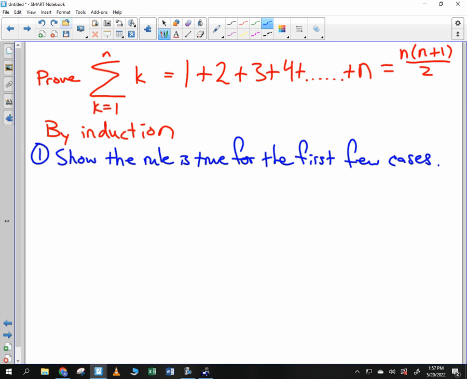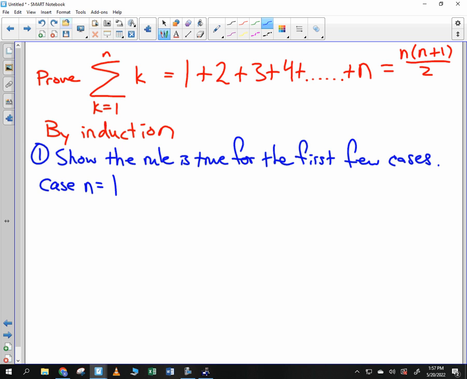Have we gotten this to work out? We have. We need to show whoever is reading the proof that it works for at least a couple cases. So I'm going to show for case n equals 1. I'm just going to say, does it work for just that very first situation? Suppose I want to add up all the numbers between 1 and 1. What do those add up to?